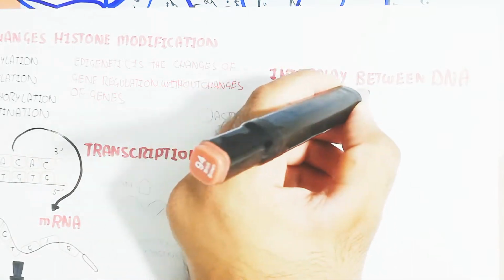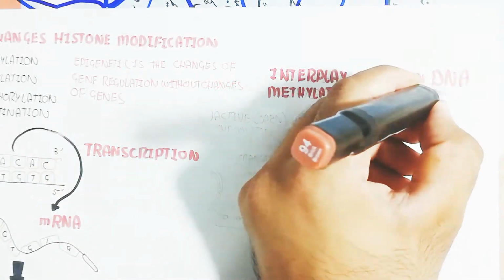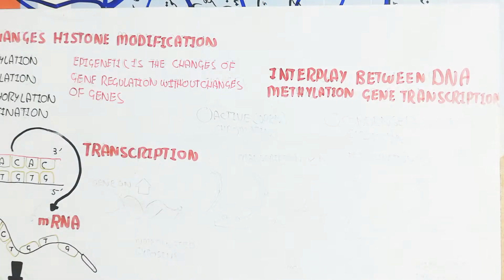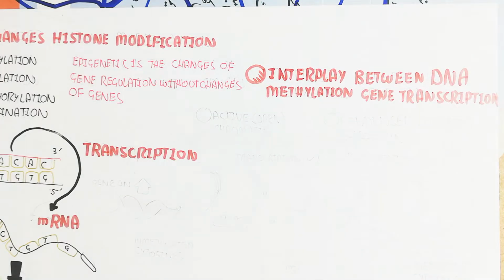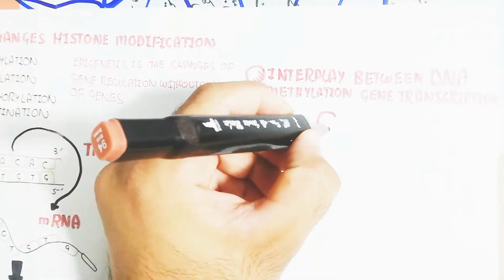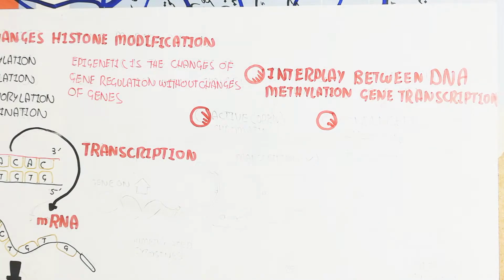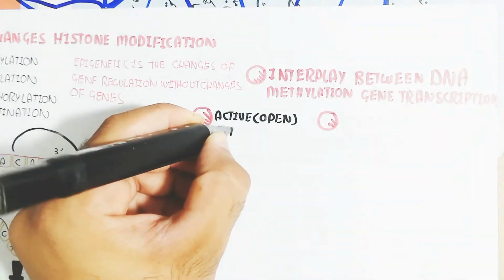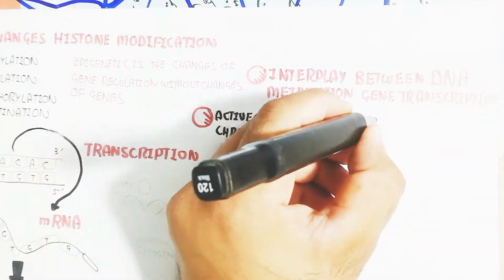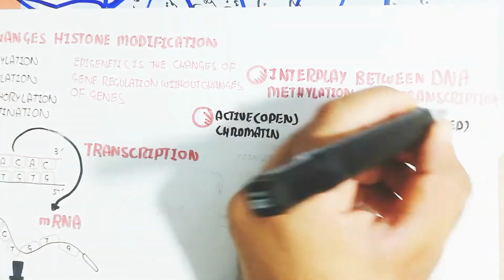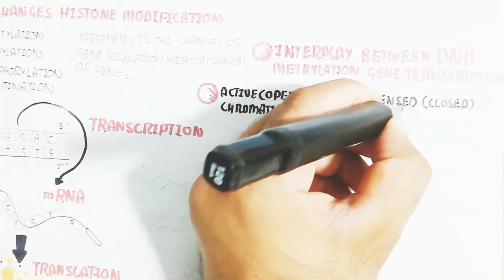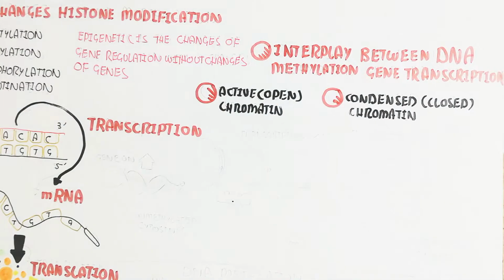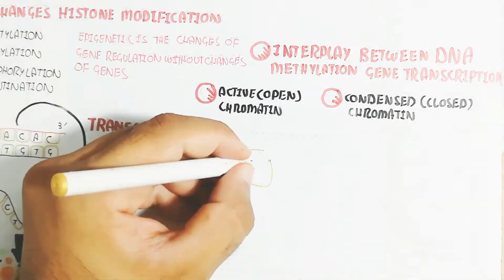So, the interplay between DNA methylation and gene transcription: let's begin to understand how the gene is transcribed into protein. First of all, we will learn about the active open chromatin and the condensed closed chromatin.